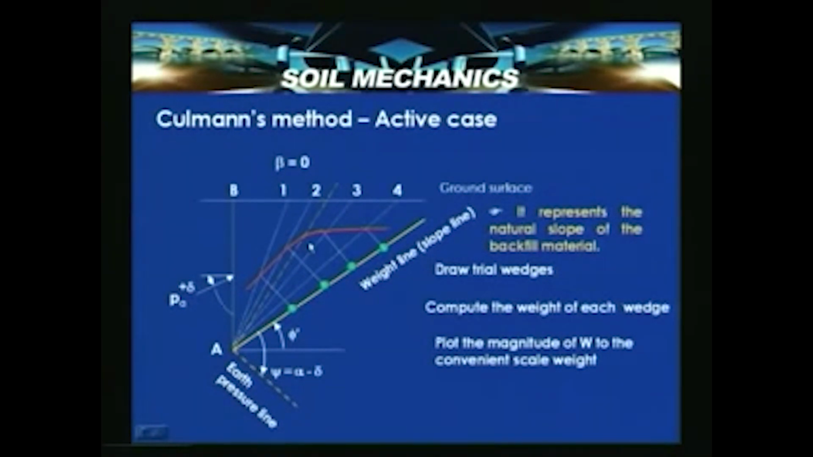Now we can draw a line parallel to the slope line, and wherever it is tangential, that is the point which gives the maximum PA. The line passing through that, which generally we will not know until the end, is the potential failure wedge, which gives the maximum PA. So here is that PA, and this ordinate you have to measure, and then read to the weight scale, that is the active thrust PA.